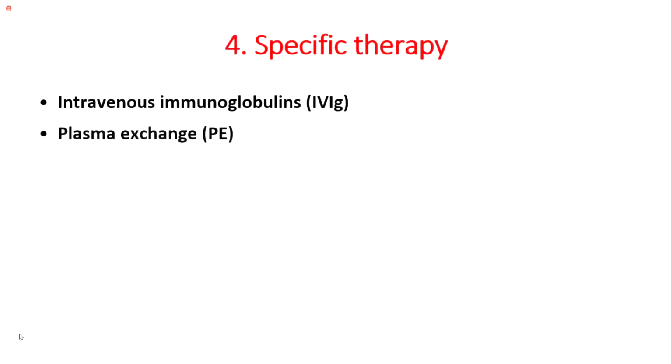Now, what is the specific therapy for Guillain-Barré syndrome? There are two specific therapies. One is intravenous immunoglobulins. The other one is plasma exchange. So there are only two specific therapies for Guillain-Barré syndrome. One is IVIG, the other one is plasma exchange.